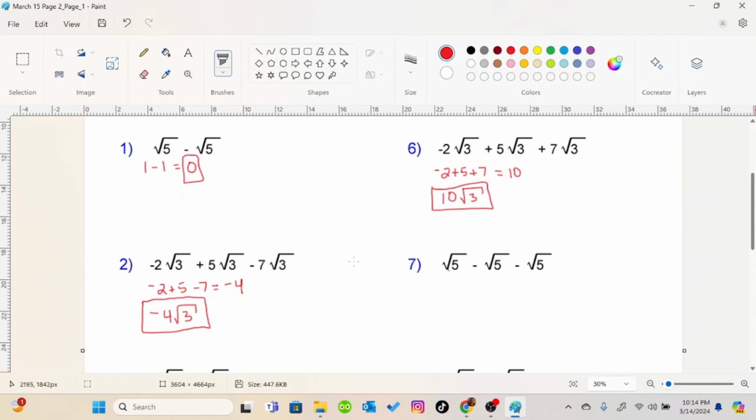Number 7. These are all square root of 5. We can combine them. When you don't see a coefficient, it's understood to be 1. So this is 1 minus 1 minus 1. 1 minus 1 is 0. 0 minus 1 is negative 1. So our answer is negative square root of 5.